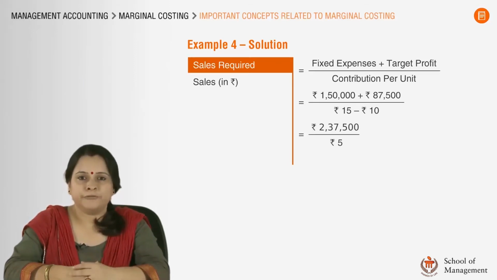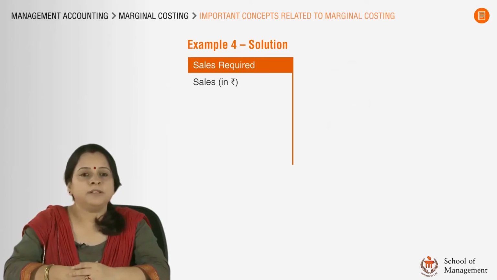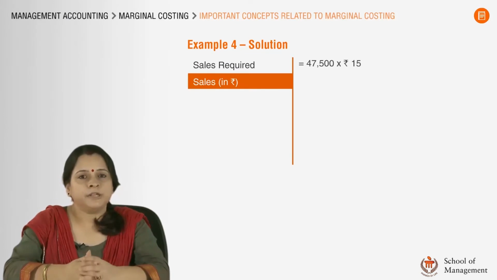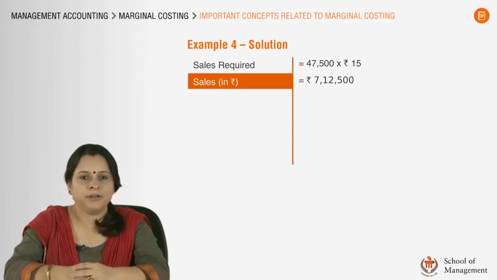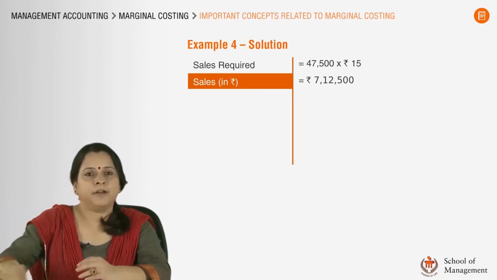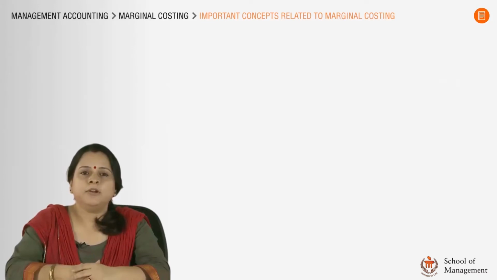Plugging these values into the formula, we get sales in terms of number of units as 47,500 units. We know the selling price per unit is 15. So the total sales is 47,500 units multiplied by 15, which is 7,12,500. So, if the firm desires to earn a target profit of 87,500, it must have sales of 7,12,500, that is 47,500 units. Let us now look at the last concept in this module, margin of safety.